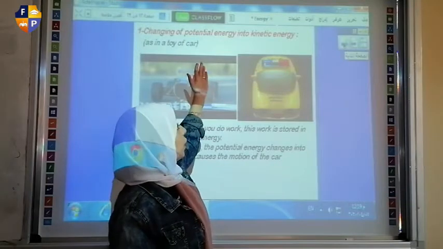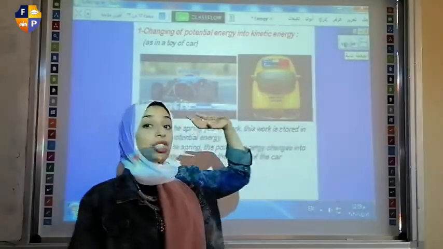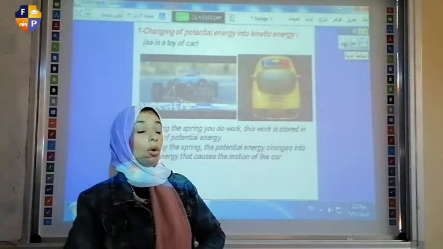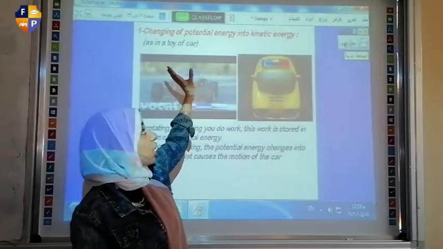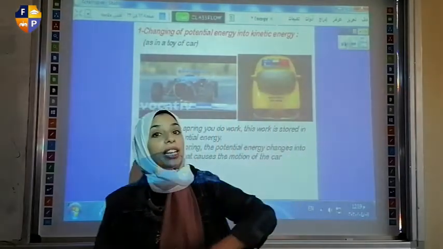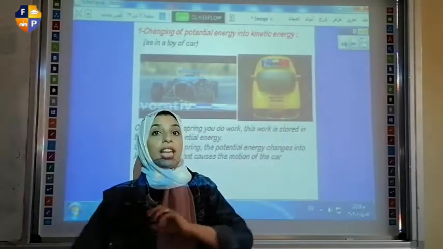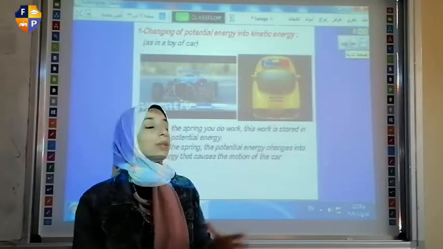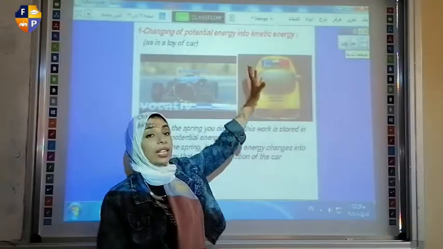It's changing the potential energy into kinetic energy. What is the potential energy? It's the energy that is stored in the object. This potential energy changes into kinetic energy. What is the kinetic energy? It's the energy that is produced from the motion of the object. Okay, how does the potential change into kinetic energy?